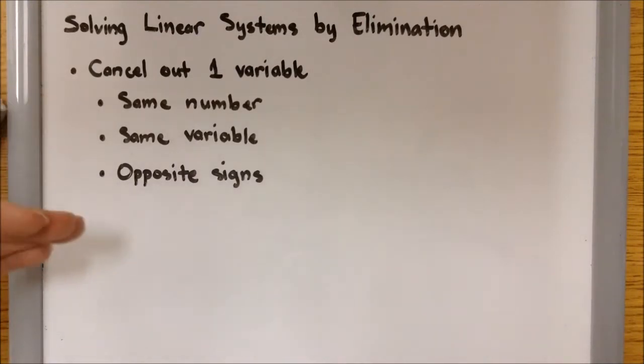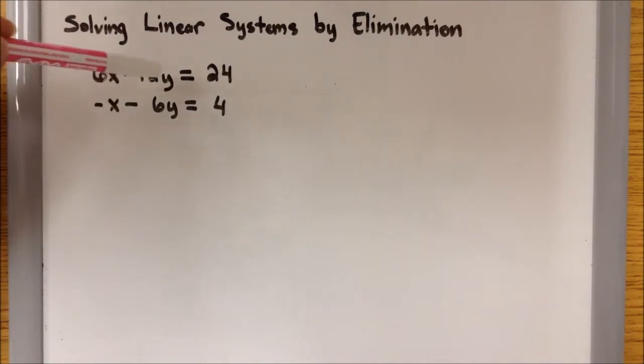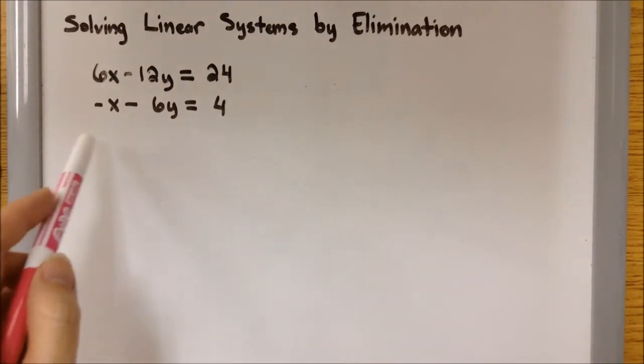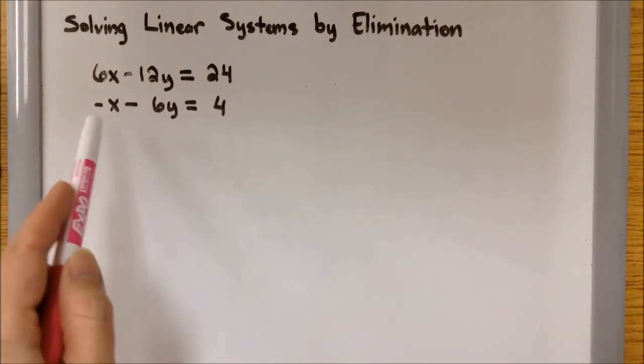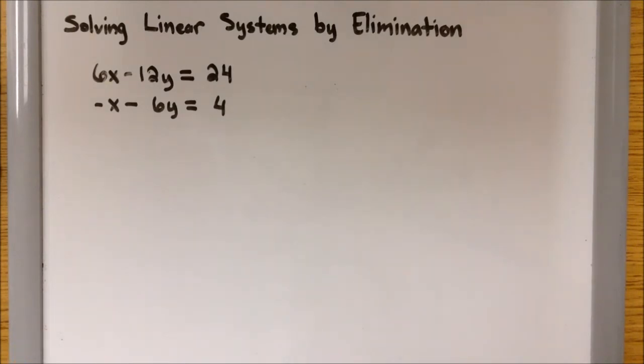Now we're going to apply this to some examples here. In our first example, we have this system consisting of 6x minus 12y equals 24, and the second one, -x minus 6y equals 4. You can choose to cancel out the x, or you can choose to cancel out the y. Let's say I want to cancel out the y's.